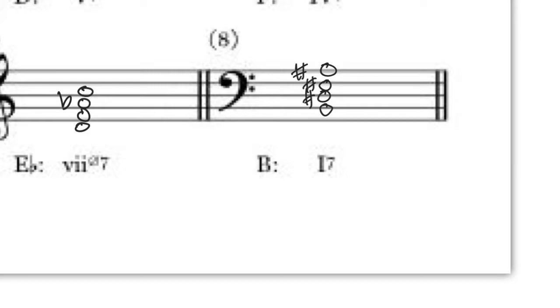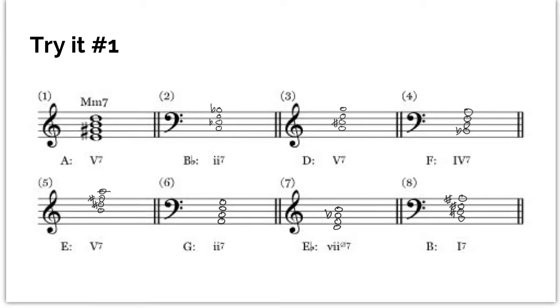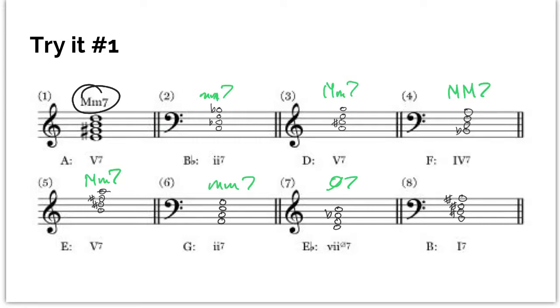Then you were asked to label these with their correct names. So for example, right here, that's the major minor 7. 2-7 is a minor 7. Our 5-7 is our major minor 7, my favorite. 4-7 is our major 7. 5-7, again, here's our major minor 7. 2-7 is a minor 7. E flat is our half diminished 7. And then our last one is a major 7. Again, if you have any questions about this, make sure you see me.